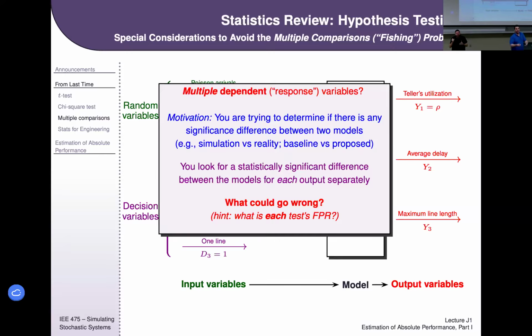So you could have a group of people who eat peanuts and a group of people who eat jelly beans. And then you could do every medical test you can think of on these 2 different groups. You'll look for differences between these 2 populations, peanut versus jelly bean. Do they differ in cancer risk? Do they differ in hair loss? Do they differ in all these different things? Like, do they differ in teller utilization, average delay, maximum line length?